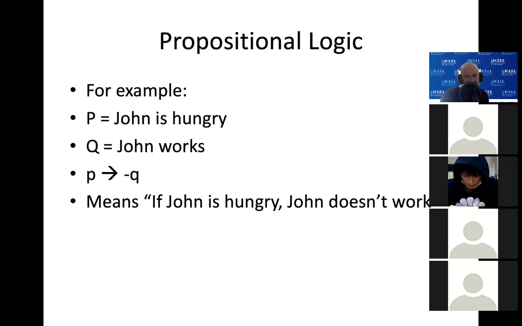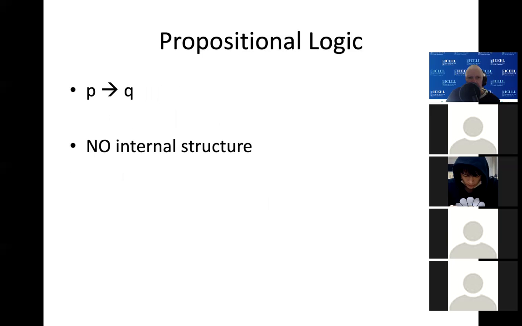It doesn't have to be common sense, right? It could be anything, but that gives you an idea. That's all it is. It's really simple, right? And it's ultimately just about ones and zeros, ons and offs, true and false. If P then Q, there's no internal structure, as we say.